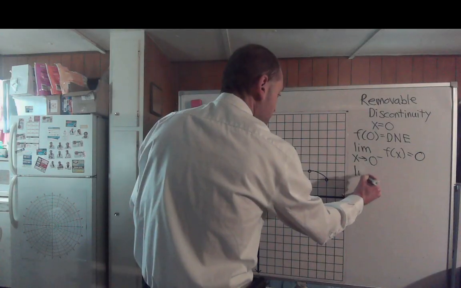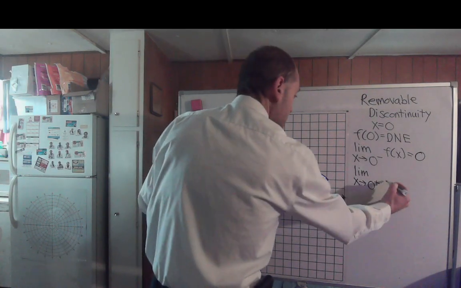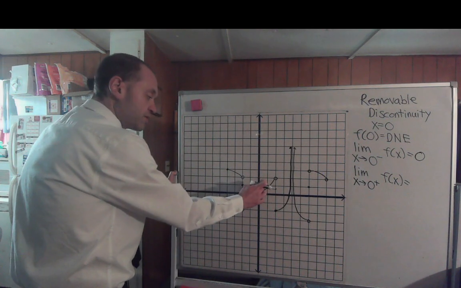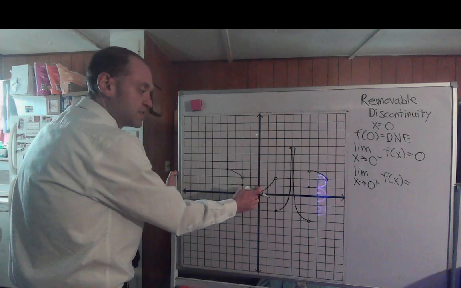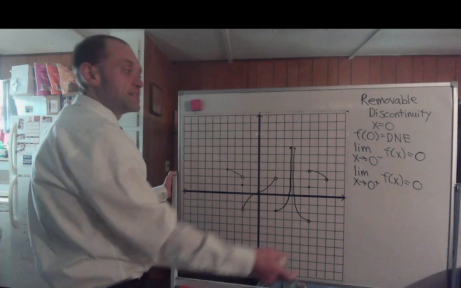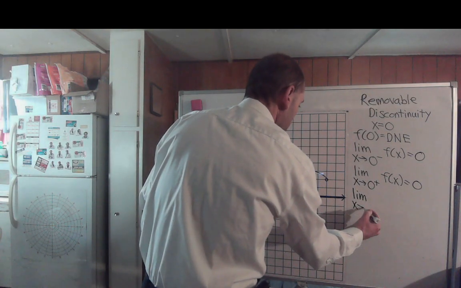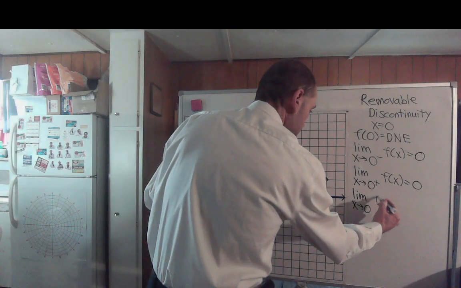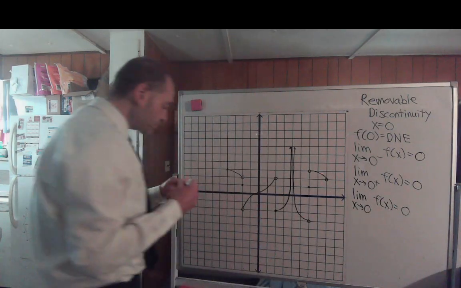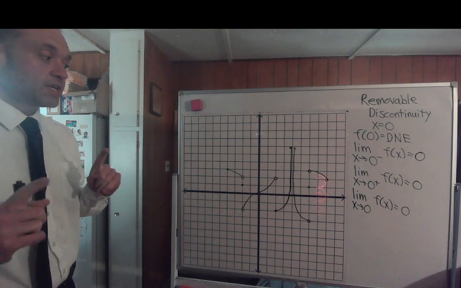Now we need to find the right-handed limit as x approaches 0 of this function. So let's take that right-handed limit. Again, trace along your curve to the right until you reach that x value of 0. You would also get a y value of 0. So in this case, since both limits match, we do have a general limit at x equals 0. The general limit as x approaches 0 of this function in this case would be 0. Now, here's where it gets tricky.